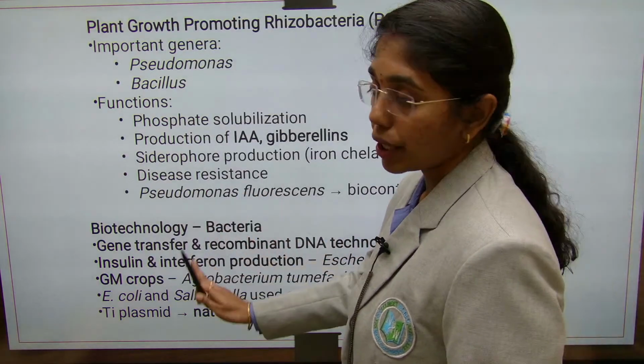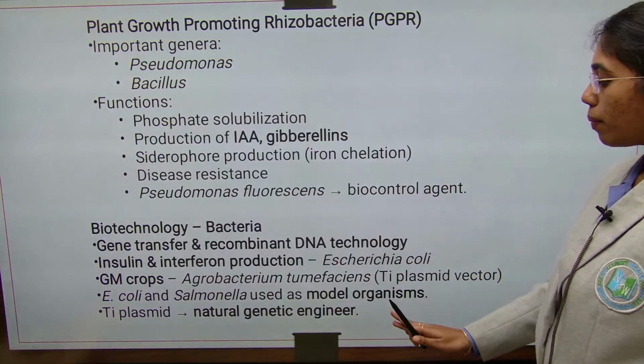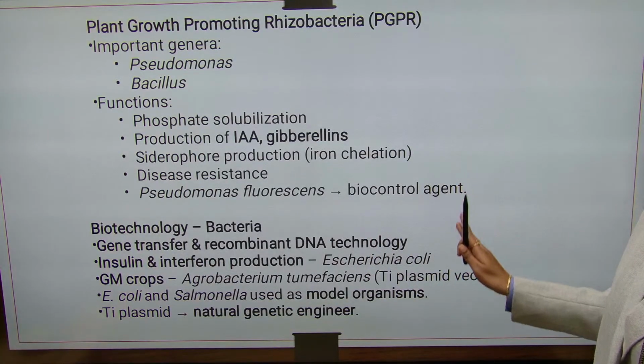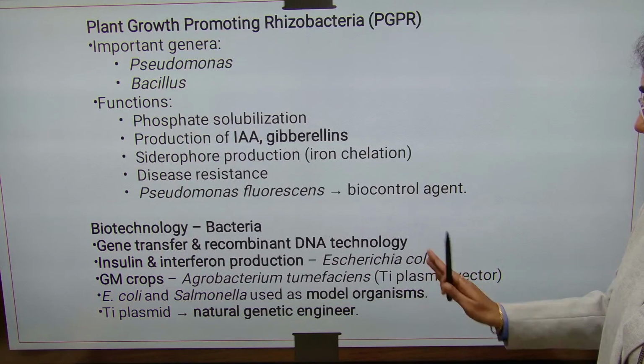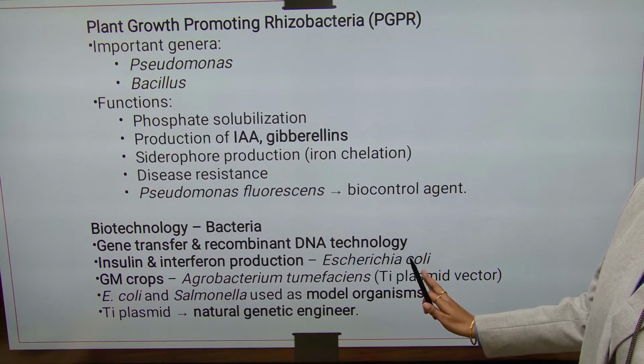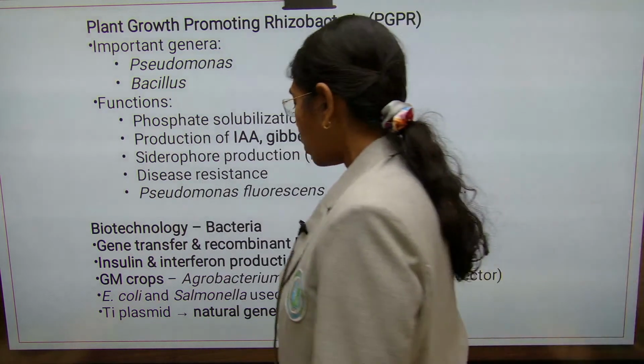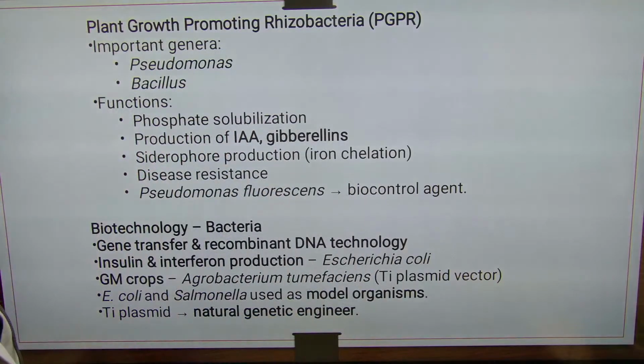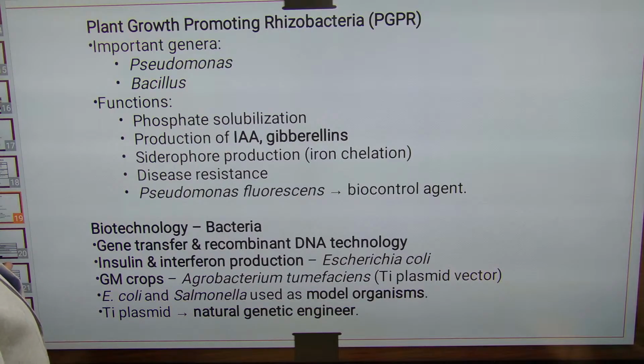Now, if you see genetically modified crops, Agrobacterium tumefaciens is widely used for the Ti plasmid. Ti plasmid is widely used as what? Ti plasmid vector. E. coli and Salmonella are used as what? Model organisms here. Ti plasmid is a natural genetic engineer.